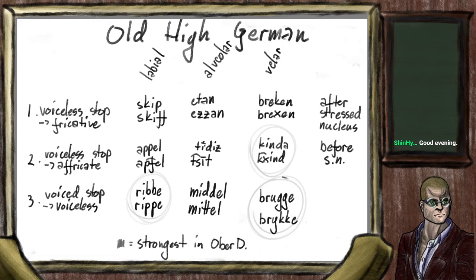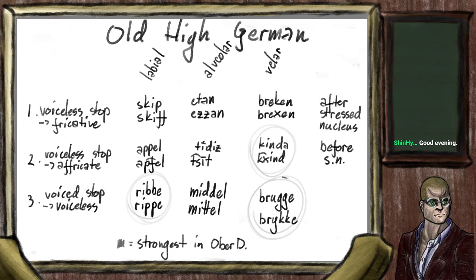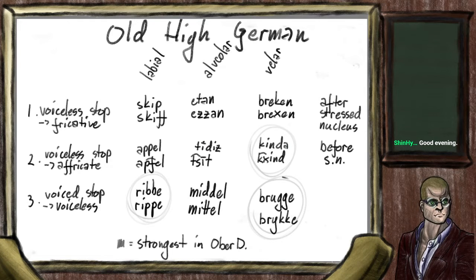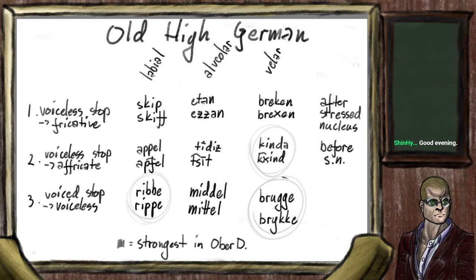Then when we are at the alveolar ridge, you can go from tidis to zit, so t, ts. This eventually becomes Zeit in modern German and Tide in modern English. At the velum, you have Kinder, which means child, quite dissimilar in English.